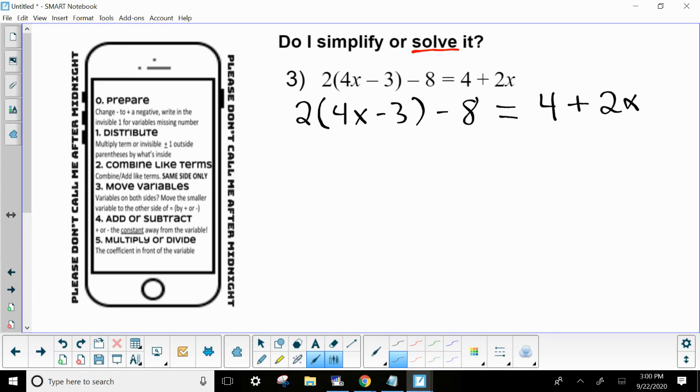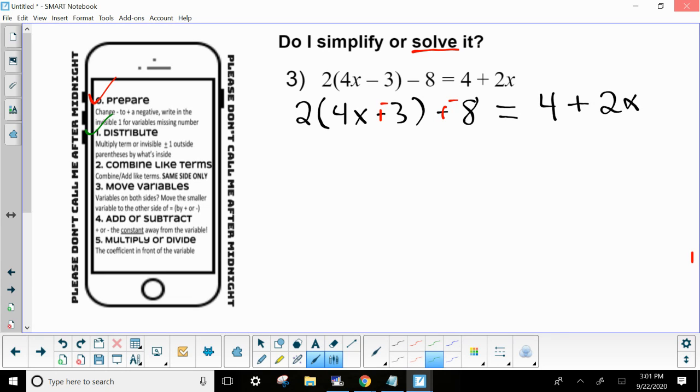All right. So step 1 is to prepare. I need to go through and change any minuses to a plus negative. So this 4x minus 3 in the parenthesis is the first thing that can become a plus minus. And right outside that parenthesis, we have a minus 8, which can also become a plus minus. Next, I'm going to look for any variables that don't have numbers next to them. In this case, we have a 4x and a 2x. So there are numbers there, and we don't need to add any invisible ones. That being said, we can move on.